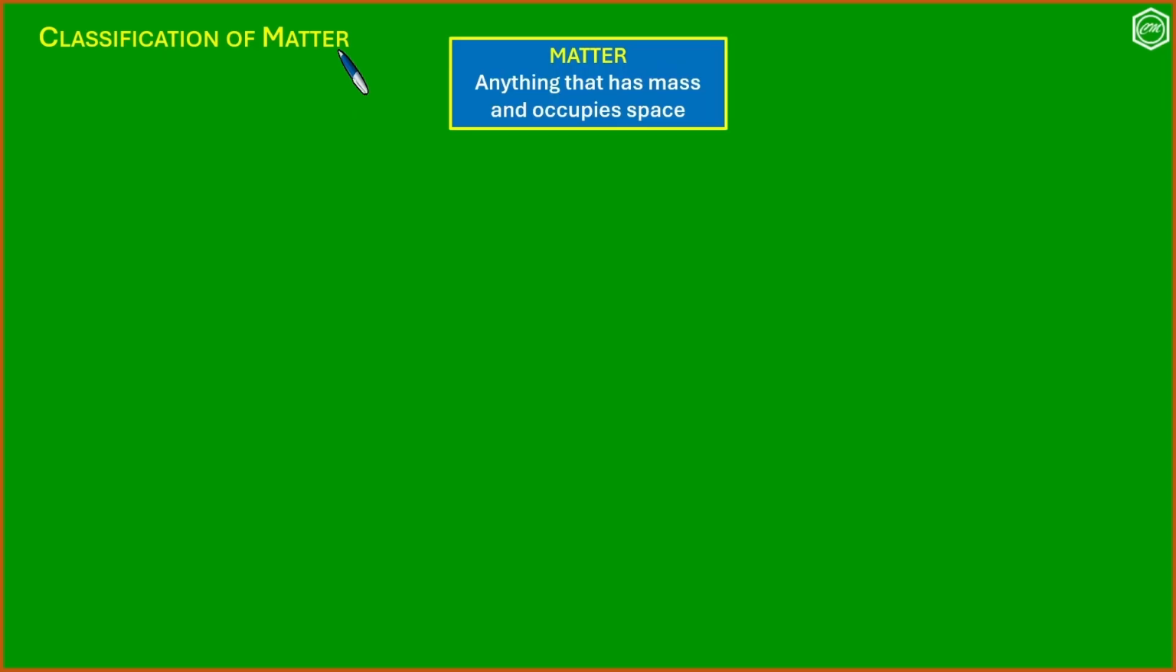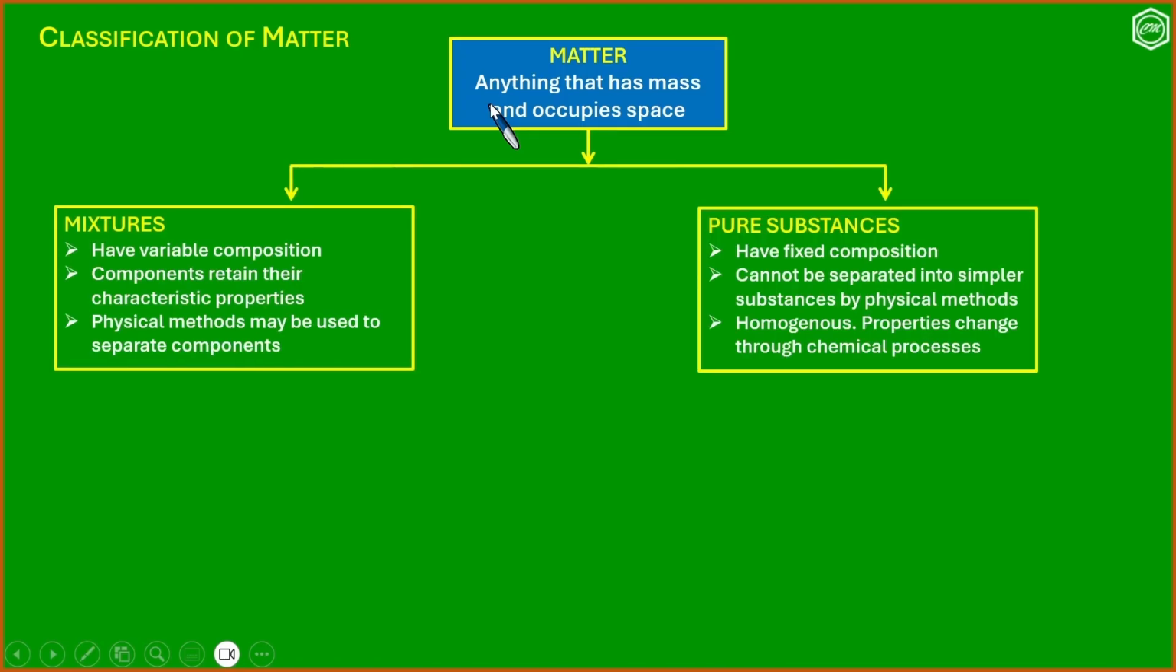Next, we consider the classification of matter. This diagram shows the general classification. Matter may be classified into mixtures and pure substances. Mixtures have variable composition. The components retain their characteristic properties. Physical methods may be used to separate the components. On the other hand, pure substances have fixed composition. The components cannot be separated into similar substances by physical methods. Pure substances are homogeneous. Properties change through chemical process.